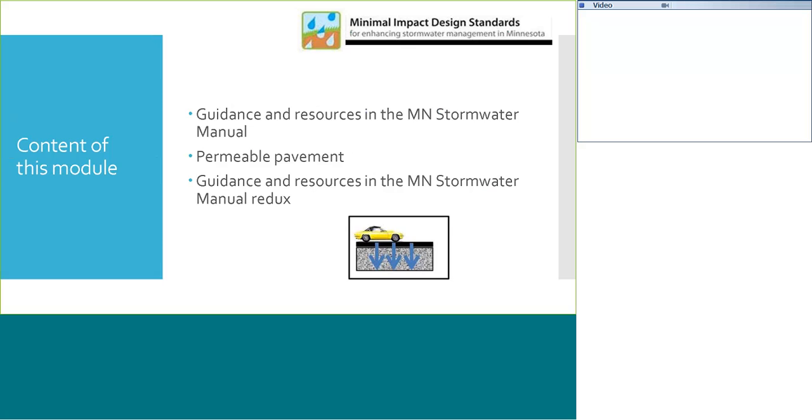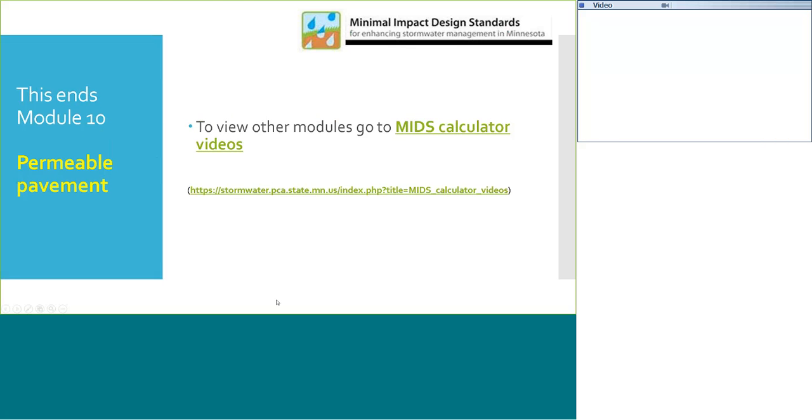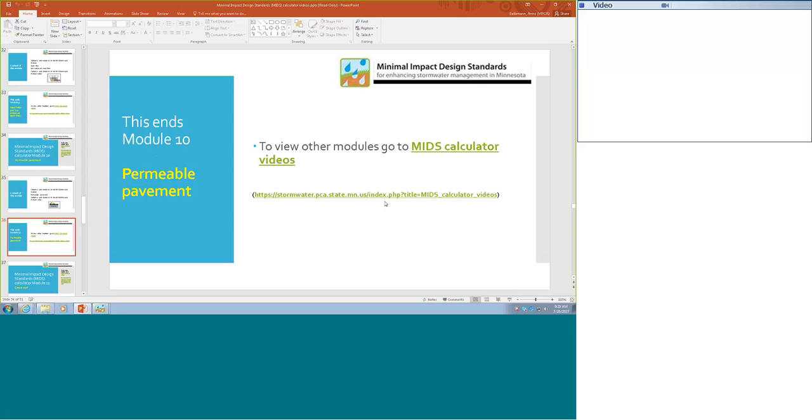So there's a link between the calculator and the guidance document, guidance information that is in the manual. And again, a reminder that in this module, we've covered permeable pavement with and without an underdrain, and I've showed you how to use another practice to maybe act as pre-treatment for the permeable pavement. To view other modules, you can go to this page in the manual or to this link, and it will take you to that page that I showed earlier. That ends Module 10, Permeable Pavement.